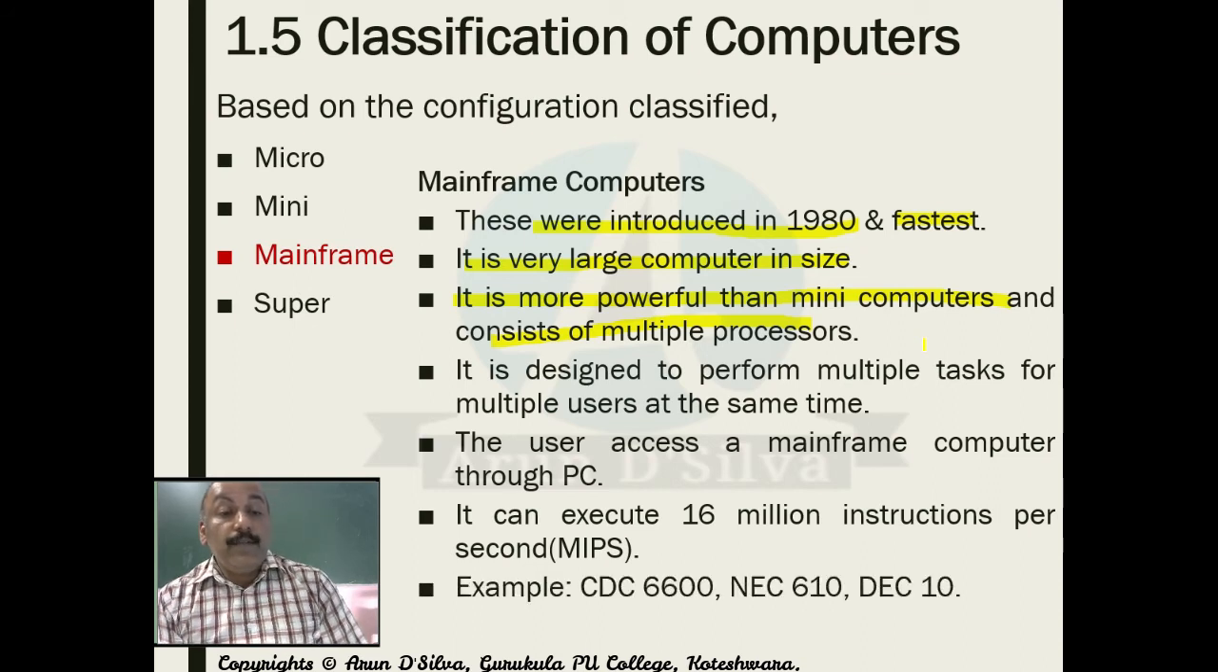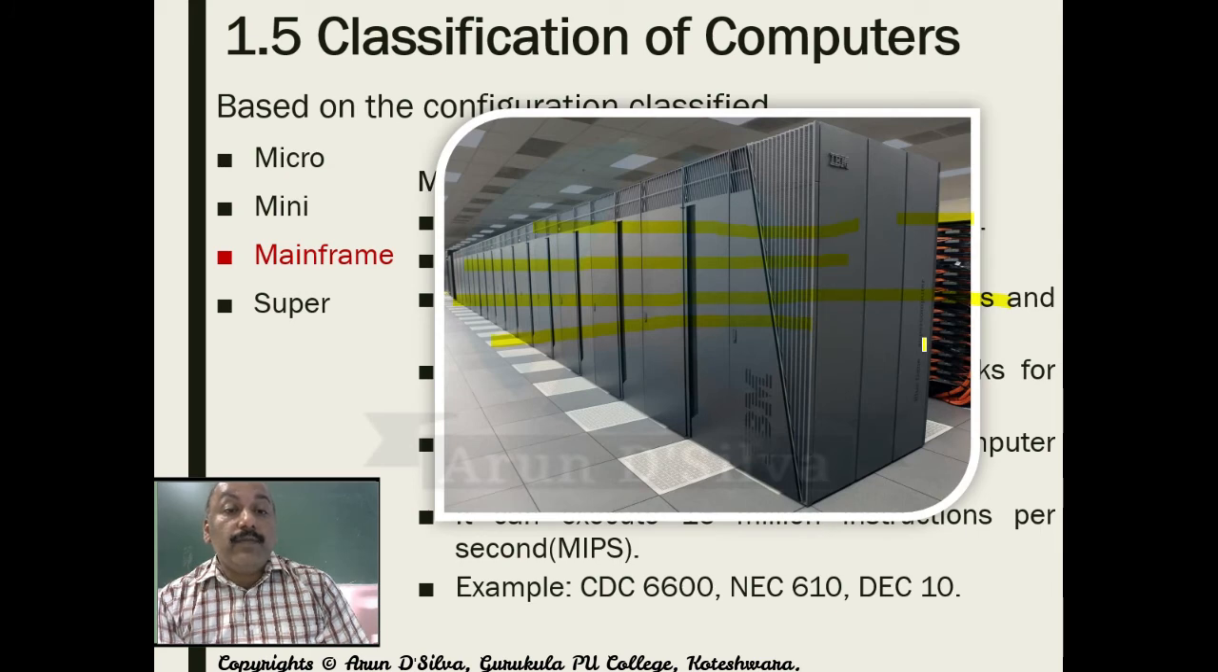So examples for mainframes are CDC 6600, NEC 610, DEC 10. Now in these days, almost all the IT industries have mainframes. So I'll show you the IBM one which they use. This is a mainframe which is used in the IBM company.